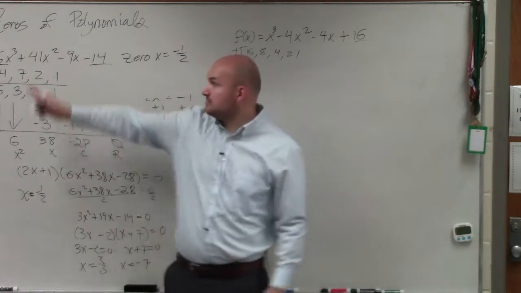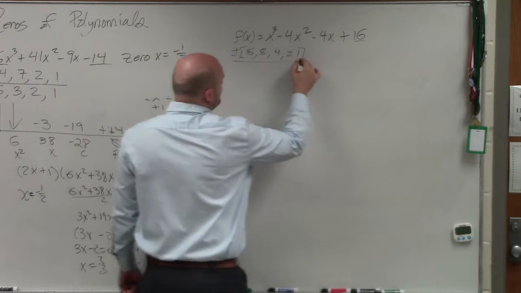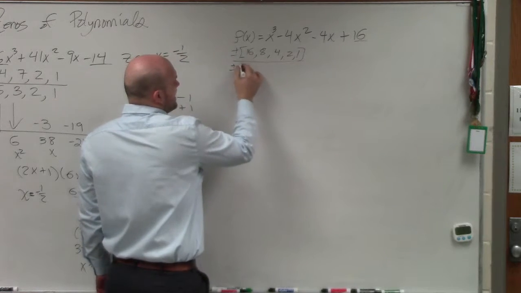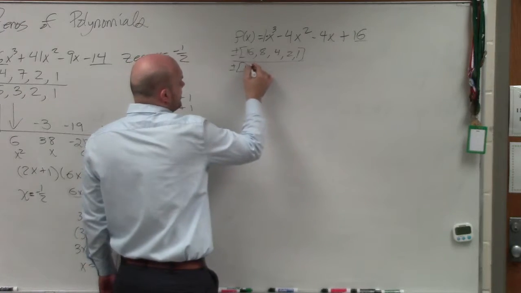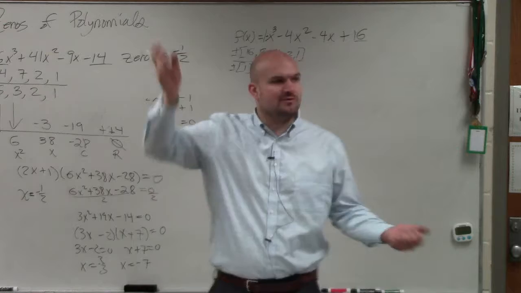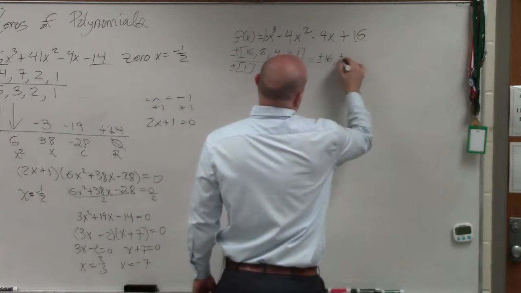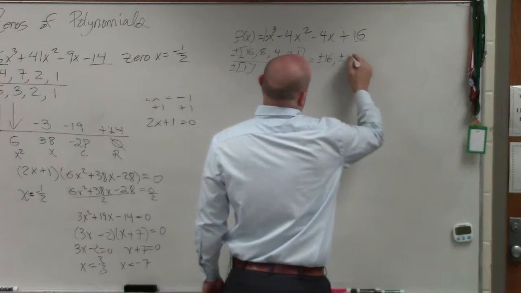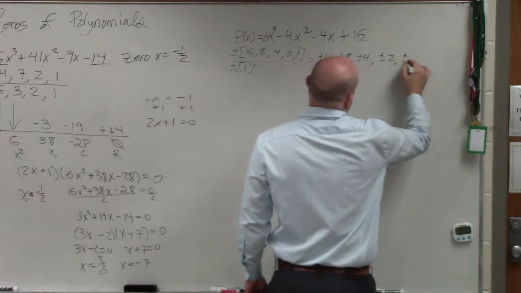Just the factors of 16, just like I did the factors of 14. Then you put those over plus or minus the factors of my leading coefficient, which in this case is 1. Well, that's pretty nice because in reality, anything over 1 is just whatever anything was. So my possible rational zeros are just plus or minus 16, plus or minus 8, comma, plus or minus 4, comma, plus or minus 2, comma, plus or minus 1.